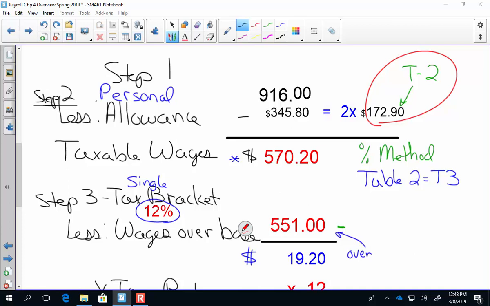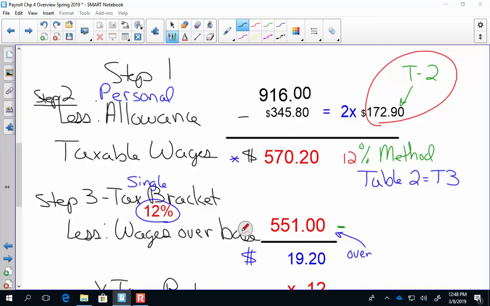This is the percentage method table. So I'm looking for the semi-monthly payroll period. So basically twice a month this individual gets paid. I look on the left side of table 3 and go down until 570 falls between 551 and 1767. Now you'll notice that he's in the 12% bracket based on this taxable wage for a semi-monthly single person.